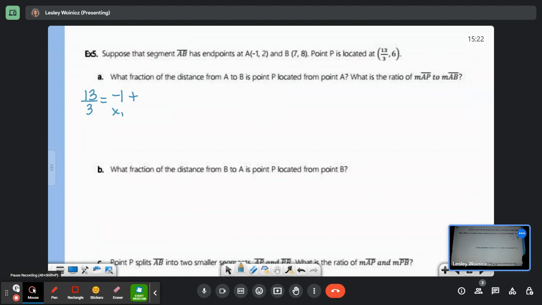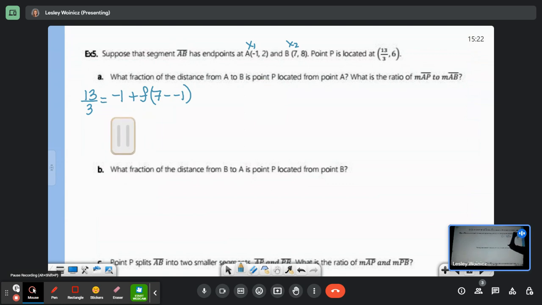we don't know the fraction. So what do you want to call the fraction? F? Okay, yeah, plus F, times our x sub 2 minus our x sub 1. So 7 minus our negative 1. That would be plus.